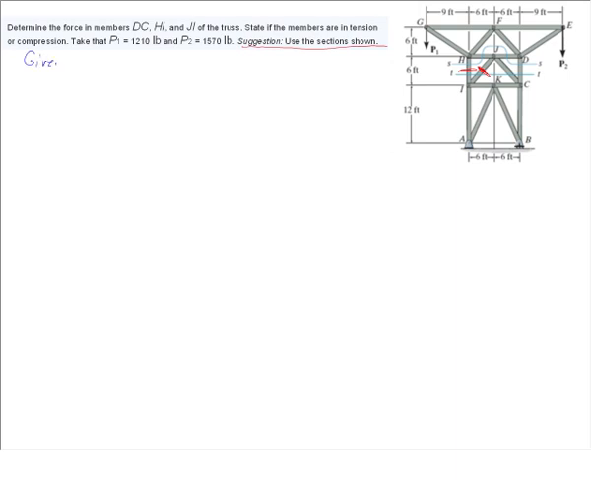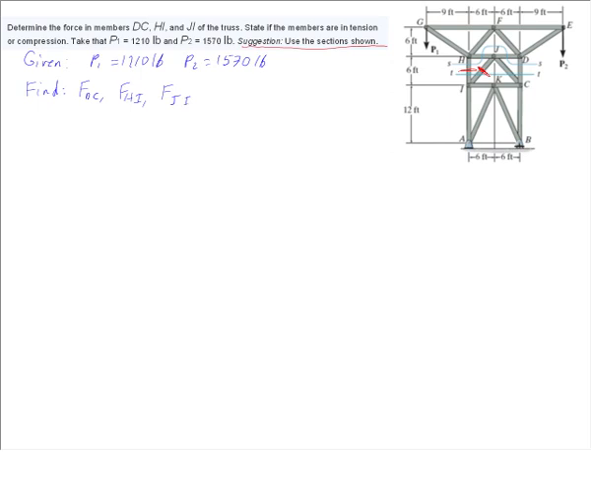We are given that P1 is 1,210 pounds and P2 is 1,570. And we're supposed to find FDC, FHI, FJI. Oops. Okay, let's go ahead and get started.